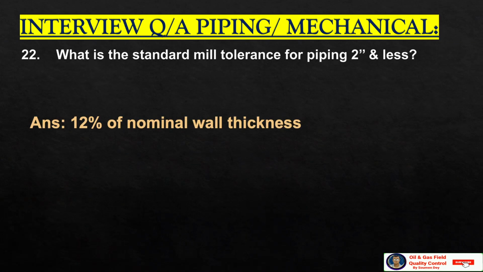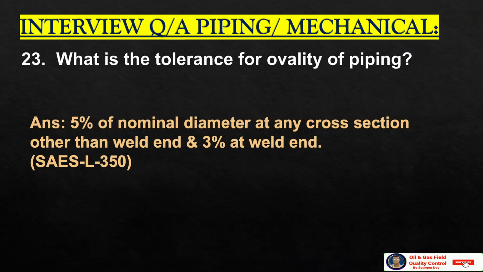What is the standard mill tolerance for piping 2-inch or less diameter? 12% of the nominal wall thickness. What is the tolerance for ovality of piping? 5% of the nominal diameter at any cross section other than weld and 3% at weld end. This is a reference from SAES-L-350.